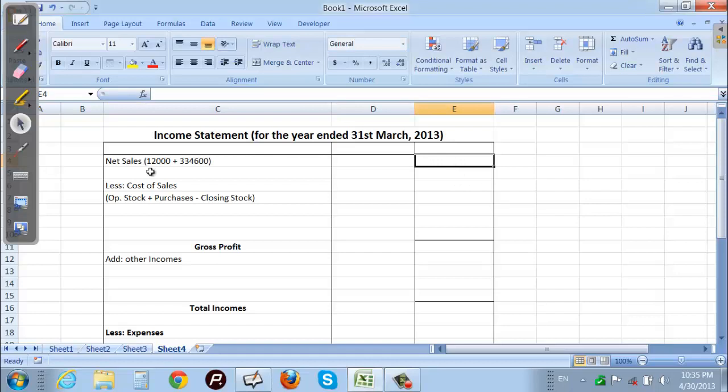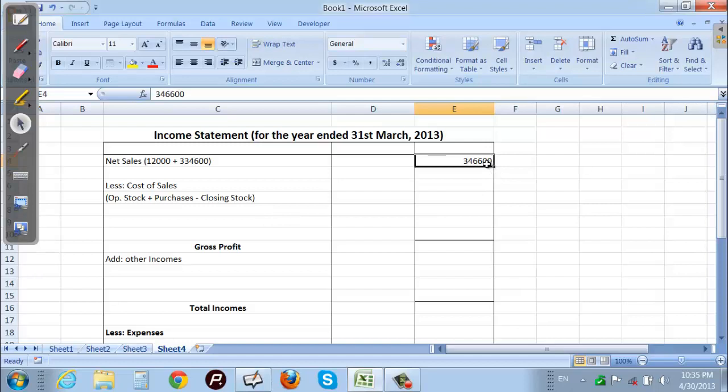Now see what is the amount of total sale. 12,000 is the amount of cash sale, and credit sale we computed with the help of total debtors account, and that is 3,34,600. So in this manner the total sale is 3,46,600. This is the amount of total sale.